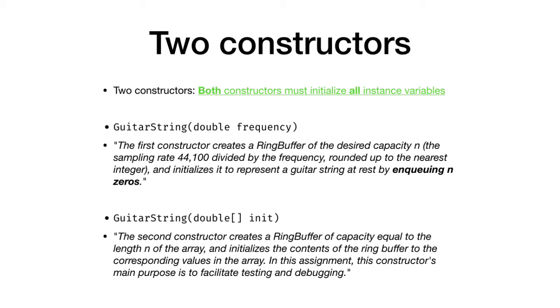So you have to think, how do I initialize all of the instance variables in these two different scenarios? The two scenarios are the following. You're going to have GuitarString with a double frequency. That's a guitar string where you're going to create an empty ring buffer and include n zeros in it. And then you have GuitarString that takes an array. Here it's going to create a ring buffer with the same capacity as the length of that array, and it's going to include all of the values in that array into the ring buffer before it begins. Those two descriptions are in the assignment, and it's really important that you make sure to initialize all of your instance variables.